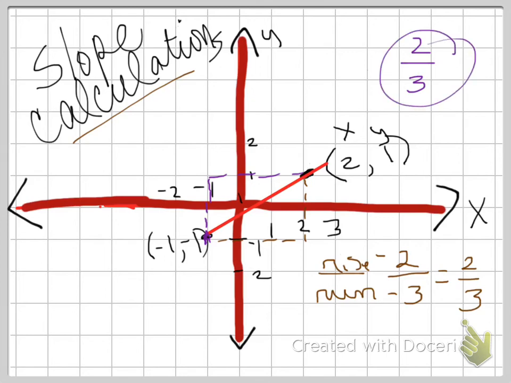So your slope is still 2/3. It's not a fraction. Slope is rise over run. This line is 2/3. So not a fraction, but the slope calculation, if you were to place it in an equation, would be rise 2, run 3.